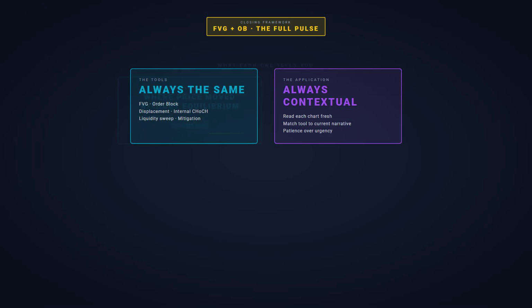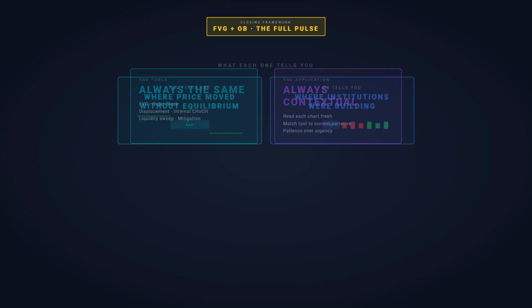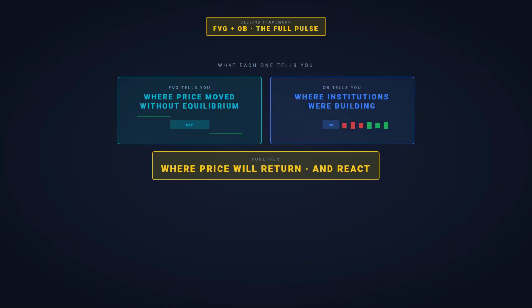The fair value gap tells you where the market moved without equilibrium. The order block tells you where the institution was building before it moved. Together, they tell you where the market is most likely to return to and where it's most likely to react when it gets there. Every chart you'll ever look at is full of these zones. Once you know how to identify them, and once you understand what the candle behavior inside them is telling you about whether the institutional interest at that location is still active, you'll never look at a pullback the same way again.